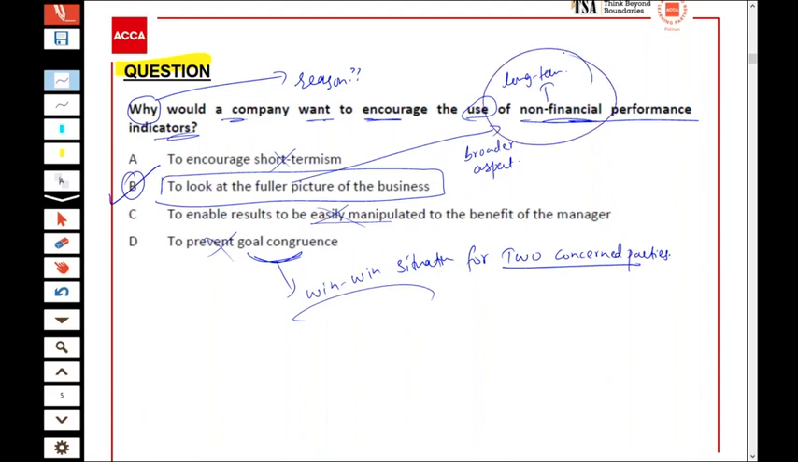And if non-financial is important, that means for any two concerned parties, it may be company and customer, company and employee, company and shareholders, whatever the two parties are. So non-financial is basically promoting goal congruence. It's not preventing, it's promoting goal congruence. So non-financial promotes goal congruence, because non-financial is an important area.